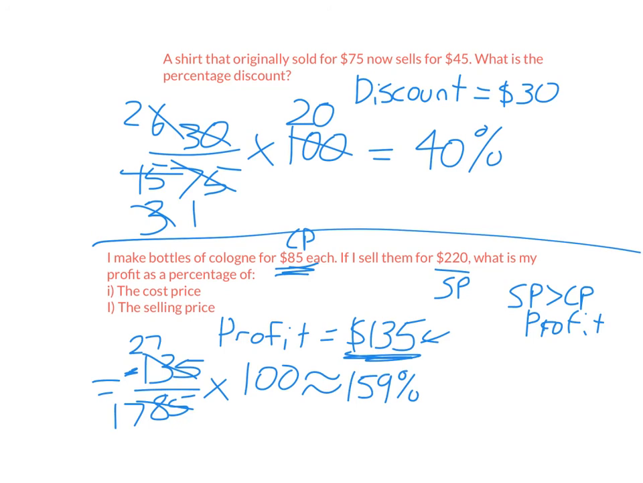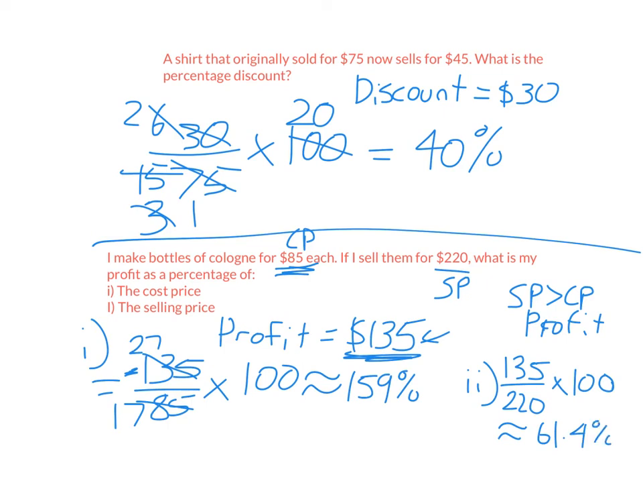Okay, so now that was the first one. That's a percentage of the cost price. Now as a percent of the selling price. So the profit 135, the selling price is 220, and again I times by 100. So this again is not an easy one to be able to do in your head, so you can use a calculator for that. You get approximately 61, I'm going to round this to one decimal place, 61.4%. So that means I've made a profit of approximately 61.4% of the selling price. I've made a profit of about 159% of the cost price.